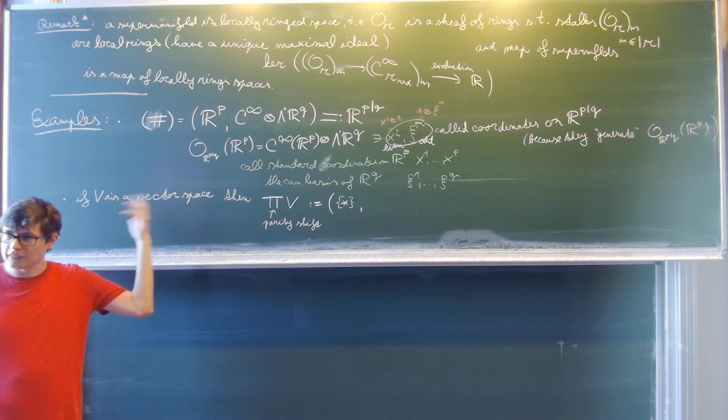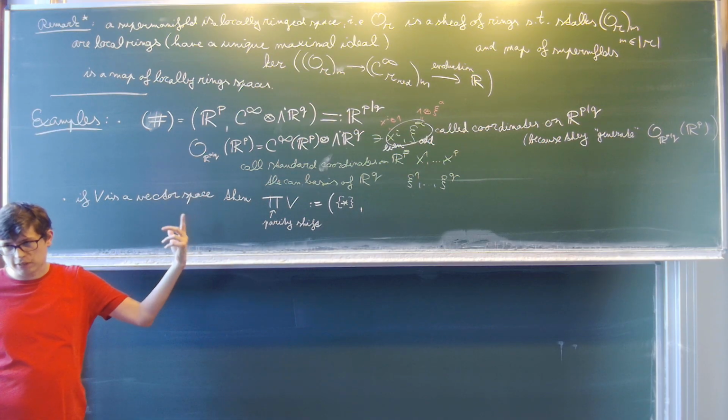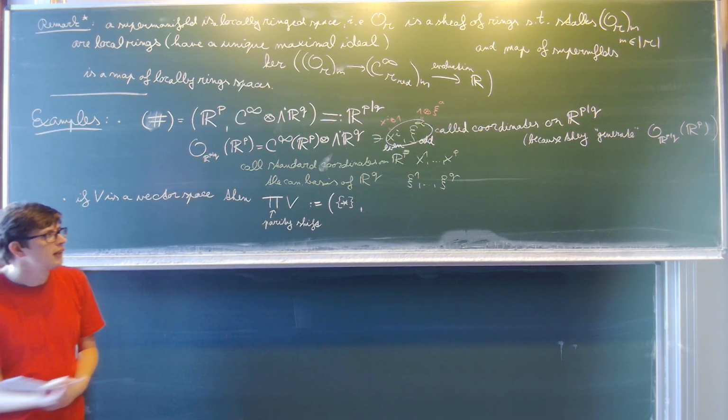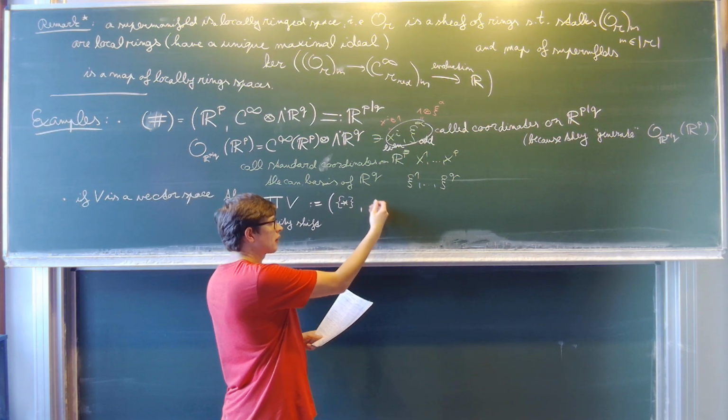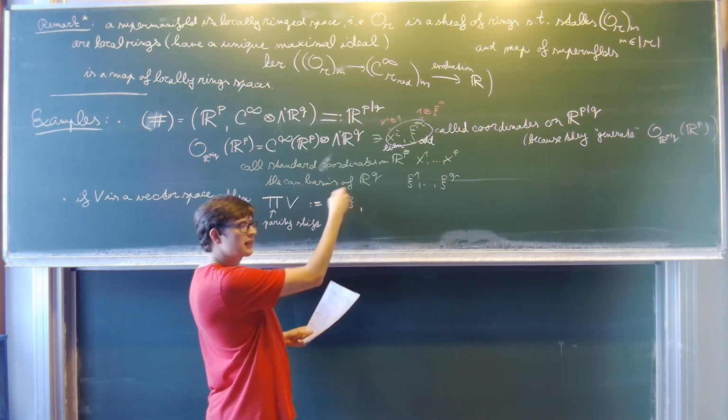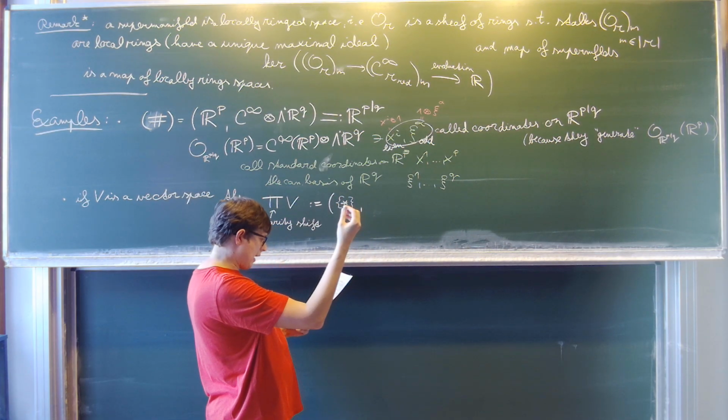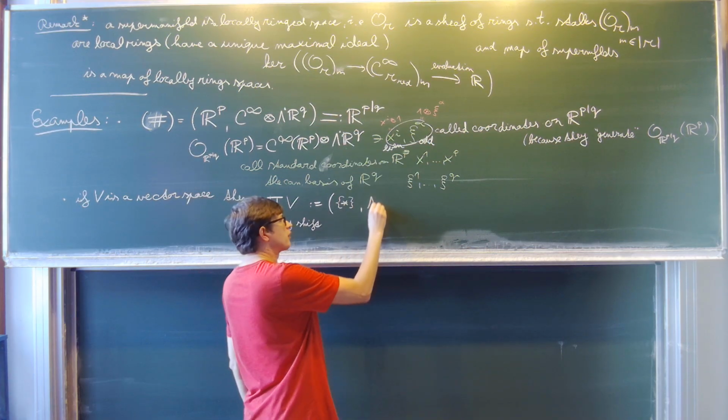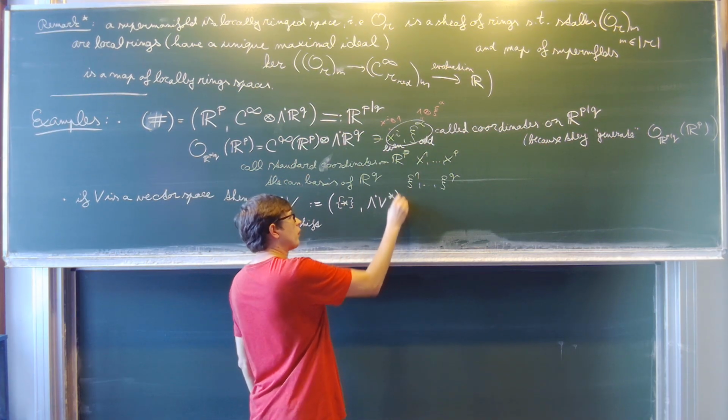The empty set, we know that every sheaf associates just a singleton to it, so that's not really important. But to tell you the data, I just need to tell you what it assigns to the whole space. And what it assigns to the whole space is this exterior algebra on the dual.